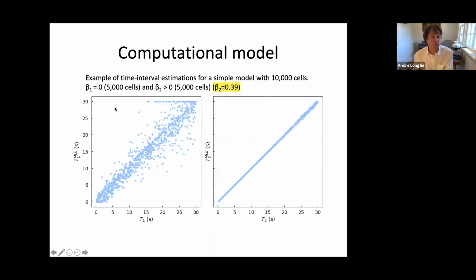And as a proof, here's an example of time interval estimation for a simple model of 10,000 cells. Half of them are memoryless. The other half have this beta parameter, the adaptation parameter, of 0.39. It does very well representing the very last interval between encounters, and it can still get pretty much the previous one as well.